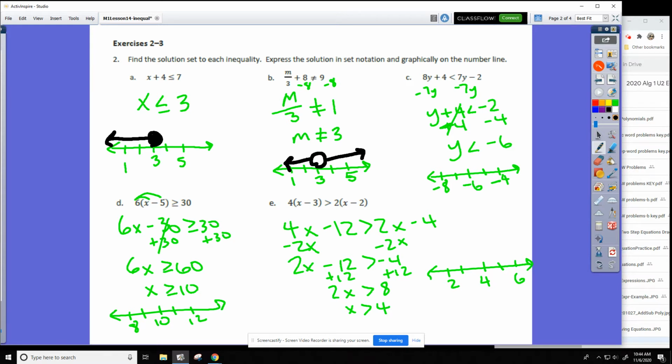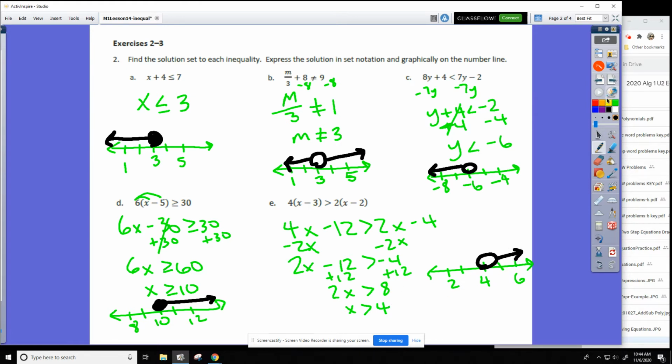So you have to go both directions. Open dot at 3, every other number. 3.05, that is okay. 3 even, not okay. This one at negative 6, I have an open dot. Y is less than negative 6, so it goes left, less than. This one at 10, I have a closed dot because it has the equal sign underneath. X is greater than 10. And the last one at 4, I have an open dot, and x is greater than 4.